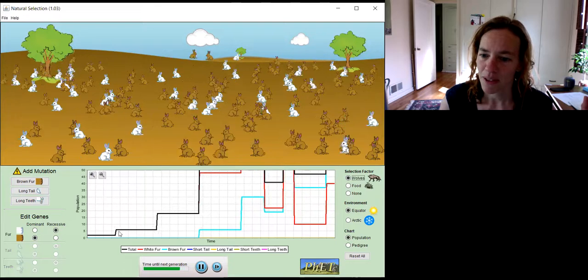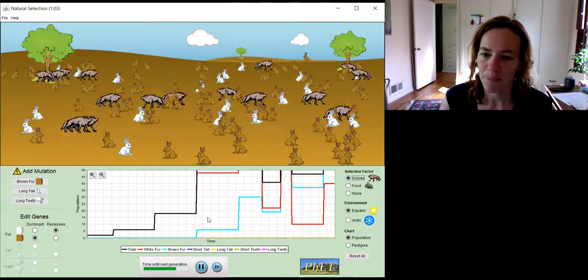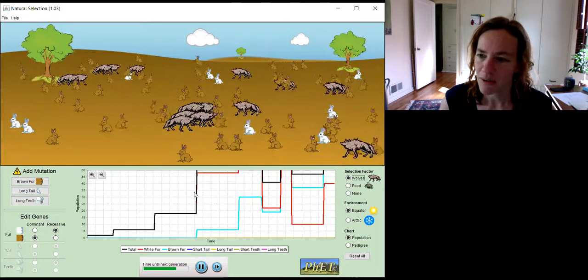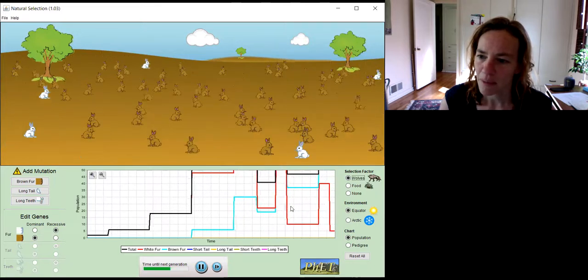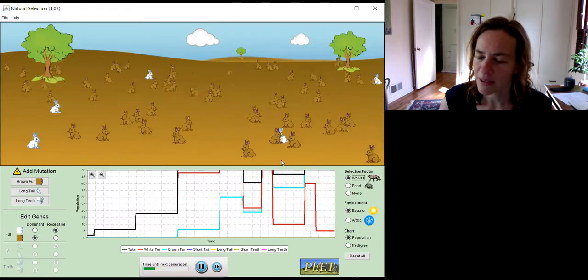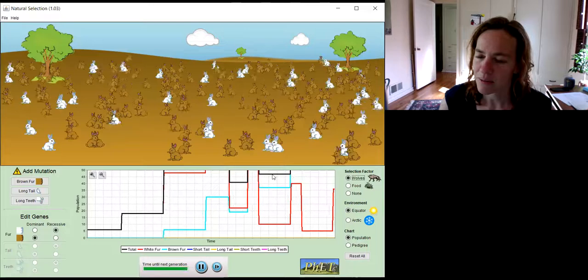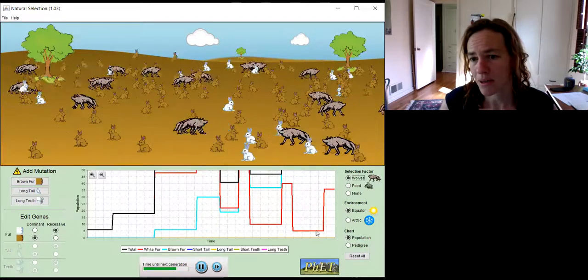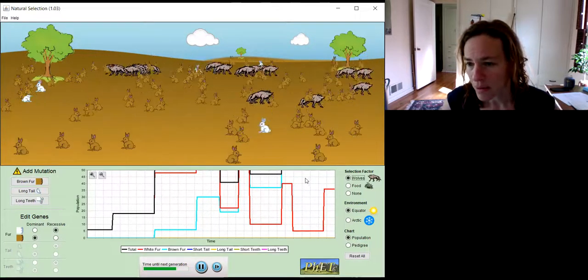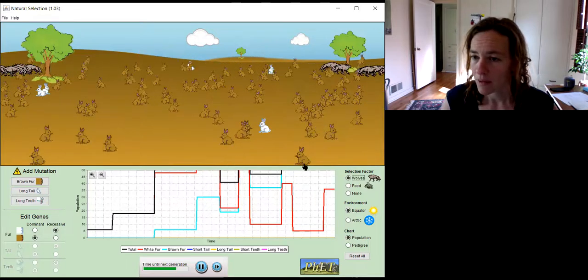Now, if you look down here at this bottom part with the population, you can see the frequency of white versus brown bunnies. The white ones are the red lines and the brown ones are the black lines. You can see that there's getting to be less and less white bunnies over time, more and more brown bunnies with the wolves present.